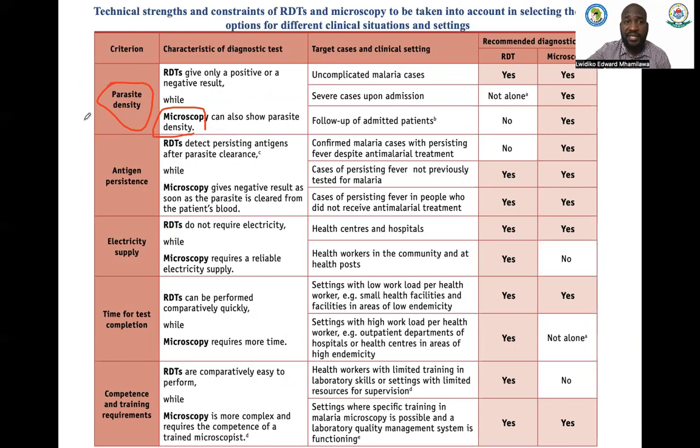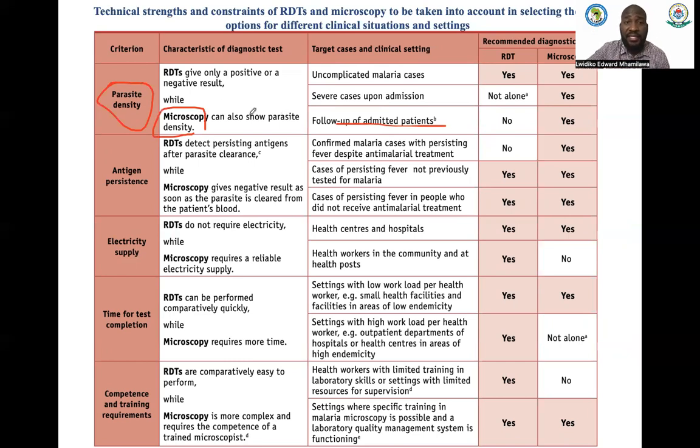And why is parasite density relevant? Especially when it comes to follow-up of admitted patients. You have an admitted patient with a high parasite density, and you want to follow up whether or not the parasite density is getting lower, or they come back with new symptoms and you want to see whether they have parasites or not. But when it comes to uncomplicated malaria cases, you can use either rapid diagnostic tests or microscopy, because these are target cases and it depends on what clinical setting you're looking at.